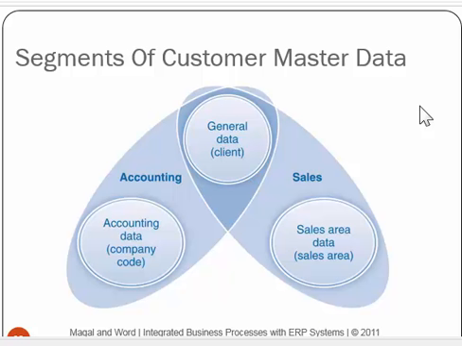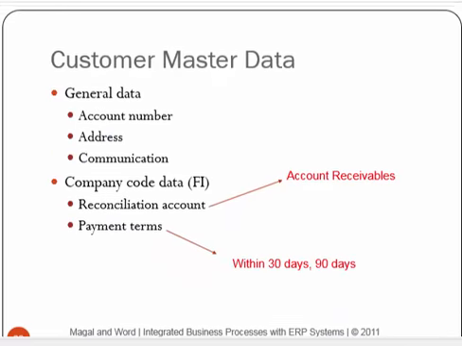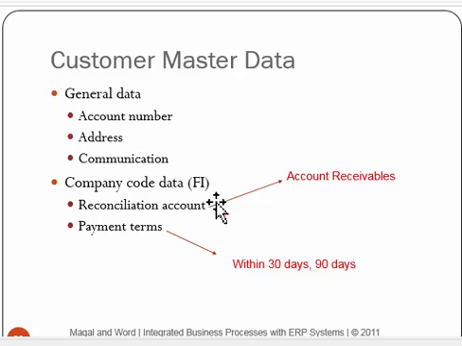This is just showing you the different views of the customer. If I'm looking at accounting, if I am the accounting department, I will see this view. If I am the sales department, I will see this view. Part of the view is common between both. That's the general information, the basic information. So the general, for example, will be account number, the address, the communication. This is for the customer now. So again, for the customer, we have general data and we have company code data. That's the financials.